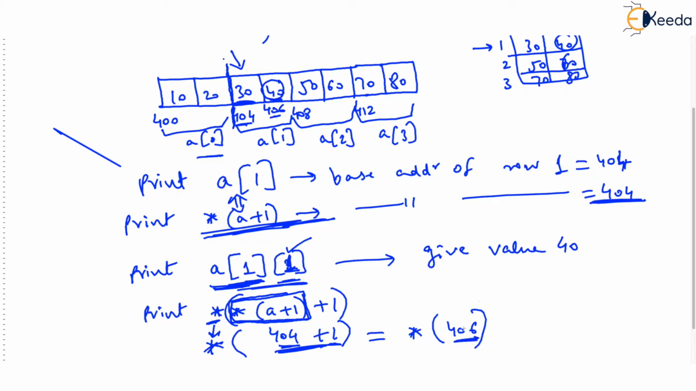So at that address, what is the value stored? 40, and we get that value. What that means is writing A[1][1] is the same as writing this notation, which I am right now underlining.